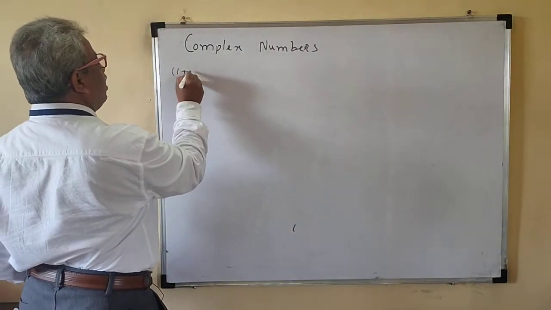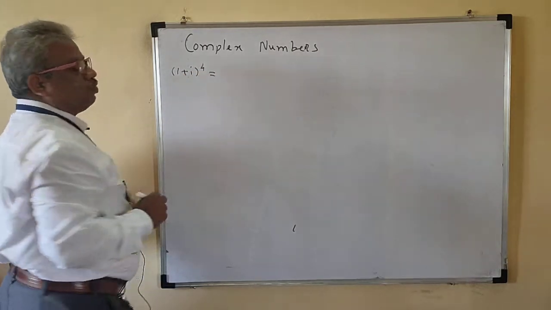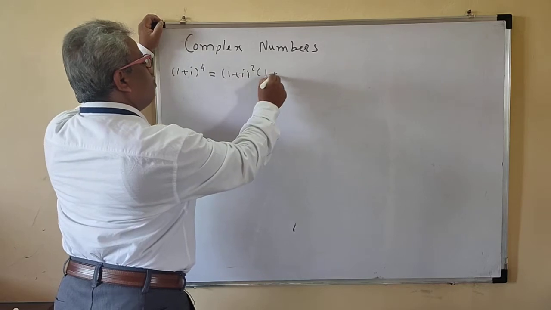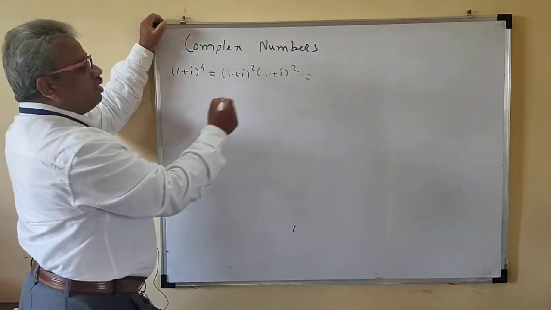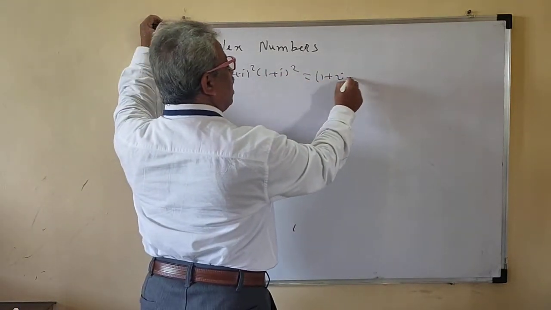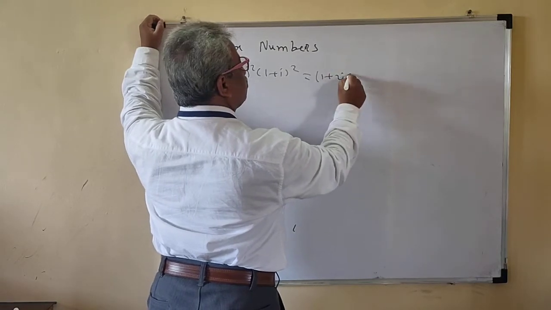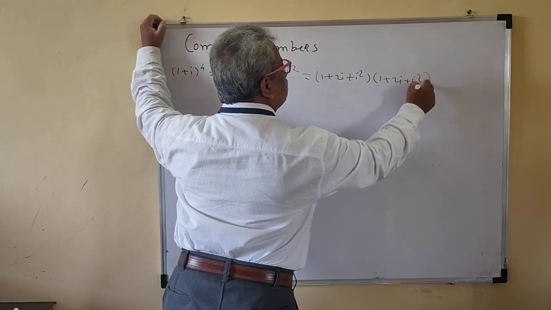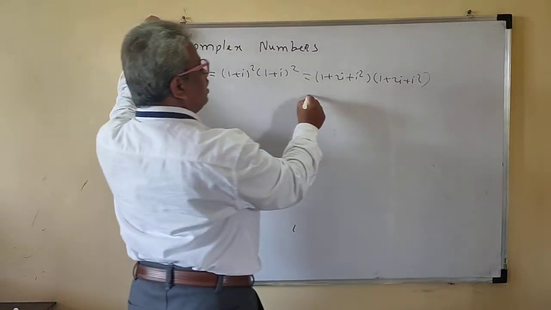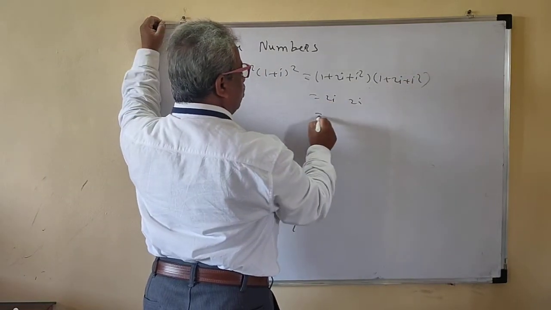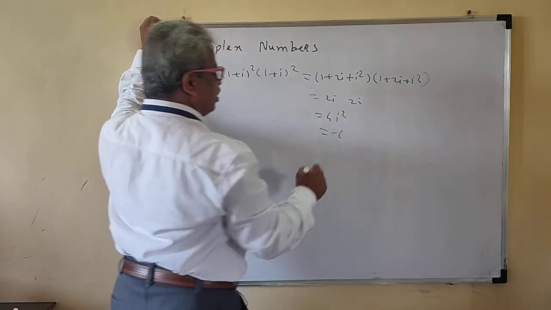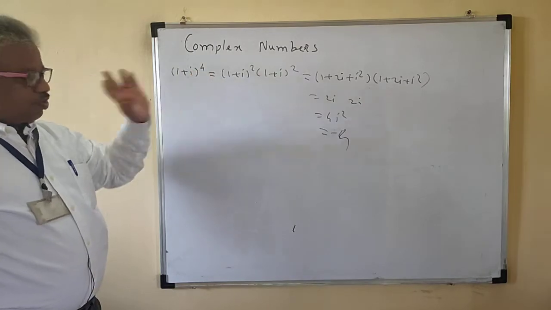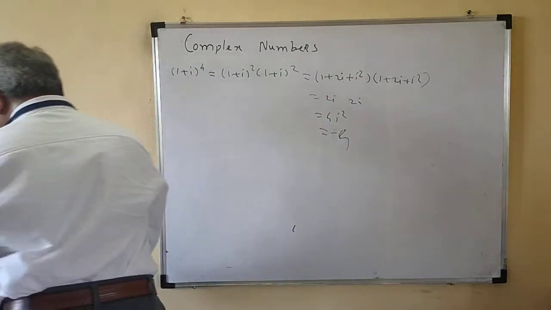Suppose (1 + i) raised to 4. Again we can write this as ((1 + i)²)². So (1 + i)² is 1 + 2i + i². Since i² is minus 1, this gets cancelled. This is 2i, 2i, so 4i², and again this is −4. So (1 + i) raised to 4 is again −4.